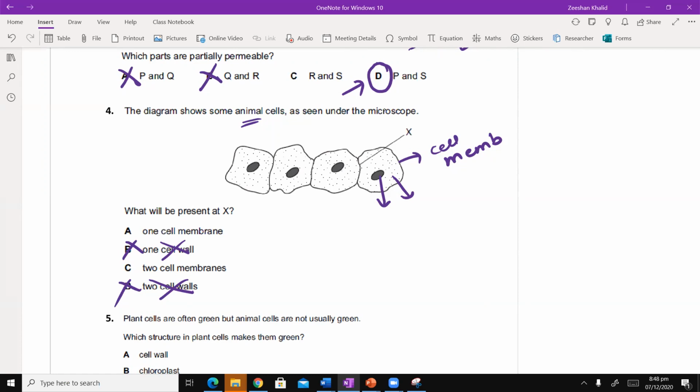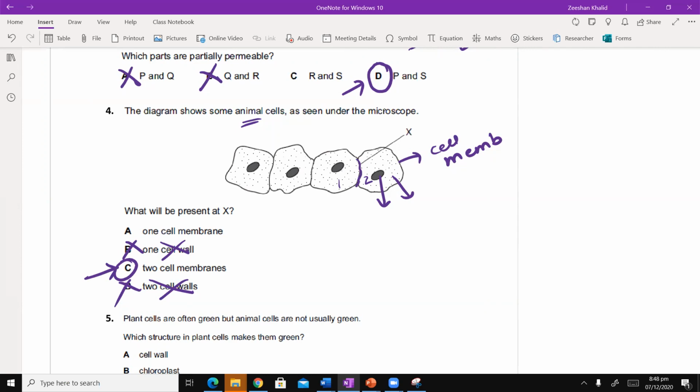What will be present at X? Option A, one cell membrane. Option C, two cell membranes. Well, there are two cells joining together. That's the first and that's the second. So at this point, there are two cell membranes that are coming together. So therefore, the correct answer is C. Kya khayal hai, bachcho? Is that easy to understand?